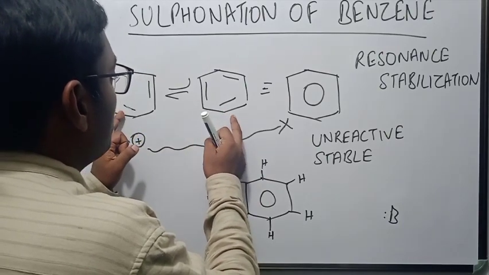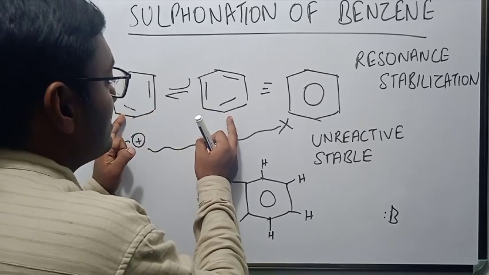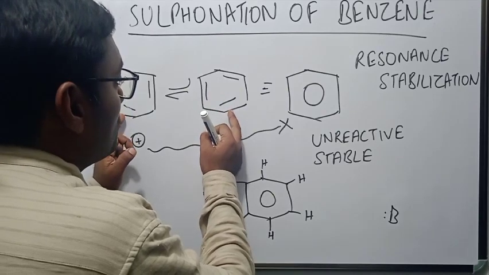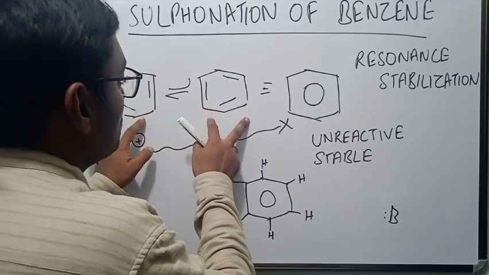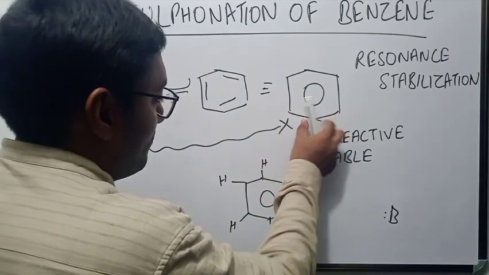These are two structures where delocalization of electrons is taking place, or where resonance is occurring. Such a combination of these two structures is referred to as the resonance hybrid structure of benzene.